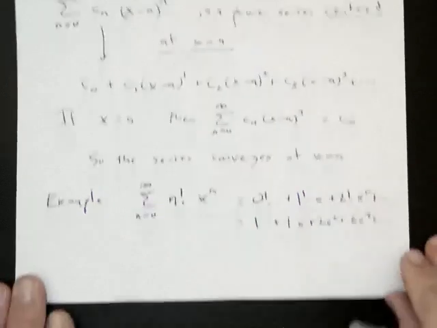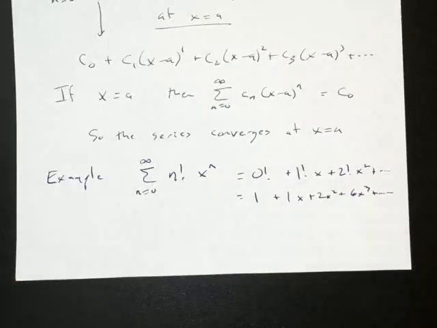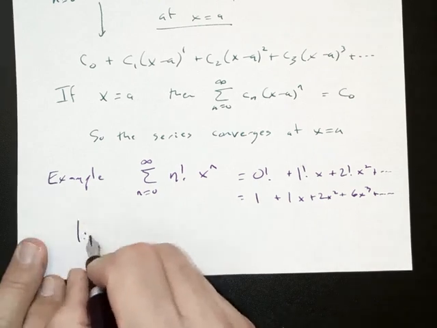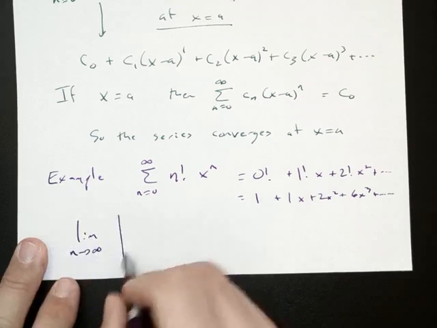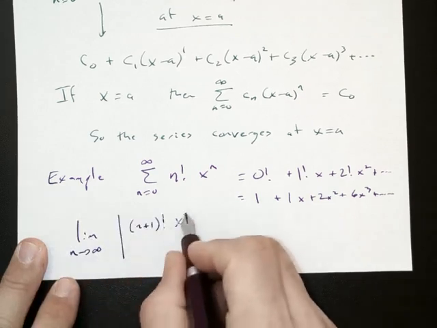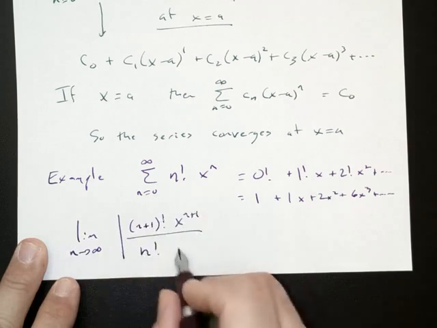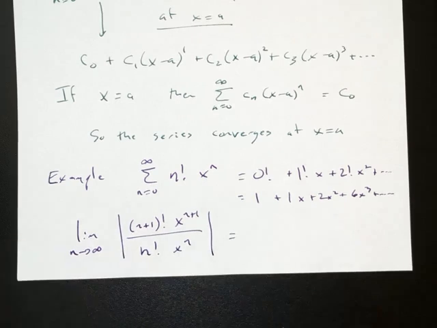But I don't know if it might converge for other x's. So I'm going to do the ratio test, because what's the result of the ratio test? The thing in my ratio test is L, and it converges if L is less than 1. So I need to know for what x's that limit is going to be less than 1. So let's do the ratio test. The limit as n goes to infinity of n plus 1 factorial x to the n plus 1 over n factorial x to the n. I would like you to simplify that limit as much as possible.